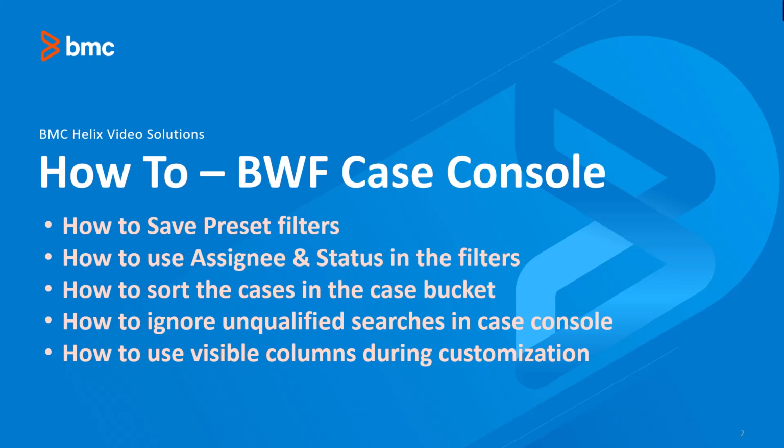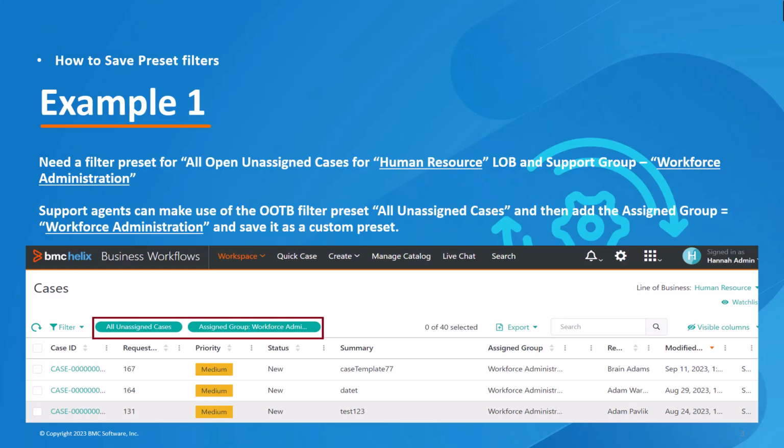After that, we will check how to sort the cases in the case bucket of any support agent. And then we'll check how to ignore unqualified searches in a case console within BWF. And lastly, we'll see, as an admin, how to use visible columns during any customization done by the developer.